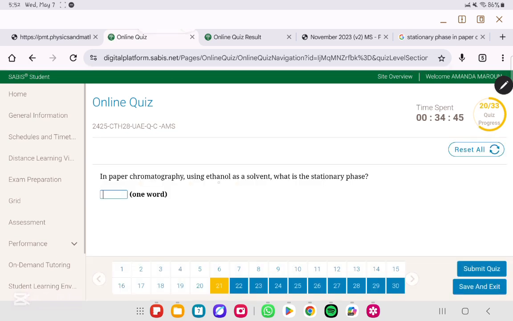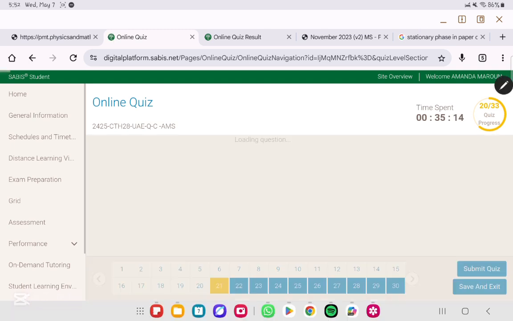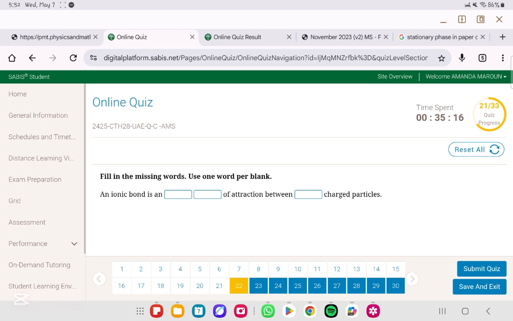In paper chromatography, using ethanol as a solvent, what's the stationary phase? Okay, what is stationary phase and the mobile phase? The mobile phase is the phase that moves. What is a phase? A phase is a thing. We have three phases: solid, liquid, gas. So the mobile phase, it's usually the ethanol, whereas the stationary phase, it's usually what? It is usually the paper itself. So the one word will be what? Will be the paper. We move on to 22.